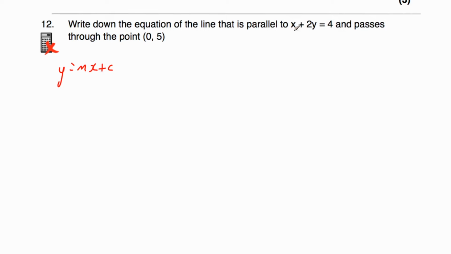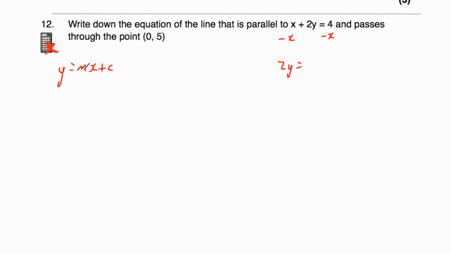We want y equals. So here we've got x plus 2y equals 4. If I want to get y on its own, let's get rid of the x first of all. So I'm going to take away x from both sides. On the left hand side, x take away x is 0, and so we'd just be left with 2y. And on the right hand side, we could write 4 minus x if we wanted to.